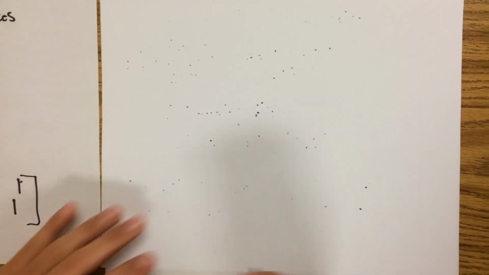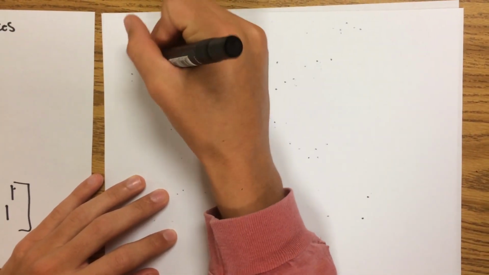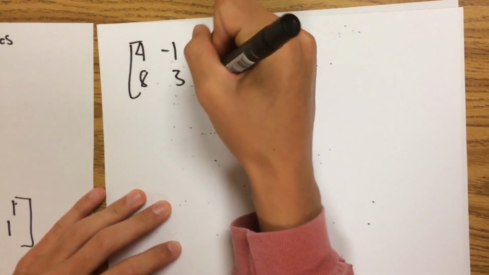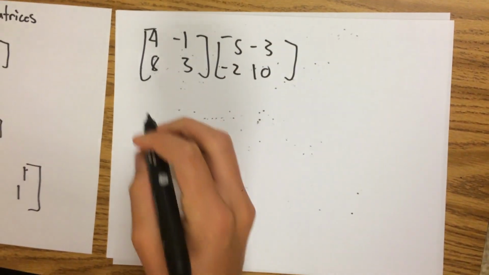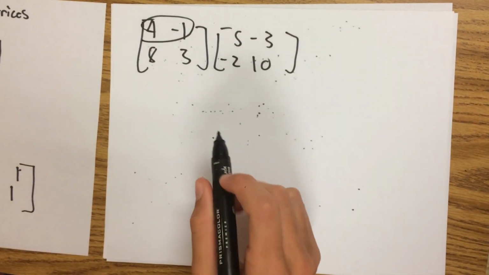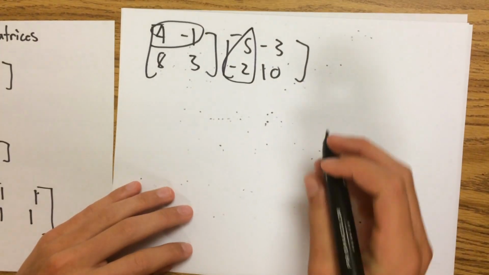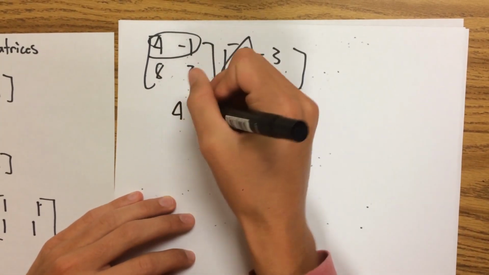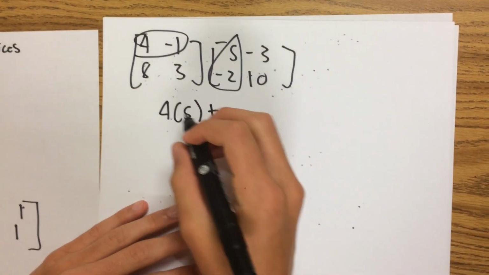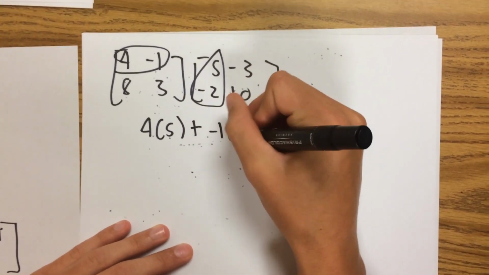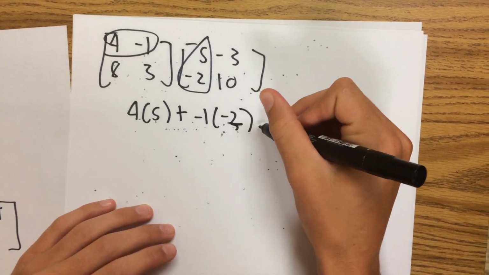So in doing that, you take the first row, which is 4, -1, 8, 3, and 5, -3, -2, and 10. So we take 4 and -1, and we're going to multiply it by the first column of matrix B, excuse me. Okay? So then we take 4 times 5, and as you progress down to the second thing, you have to add an adding sign. So 4 times 5, and then -1 times -2. Okay, and then you're going to move on to the next thing.